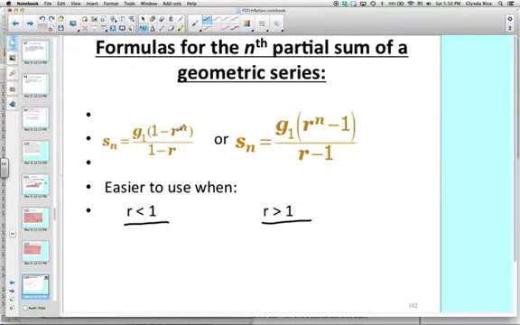But some people freak out if r is bigger than 1, because then when you subtract, you get a negative number. But you end up with a negative number over a negative number. They cancel out. No big deal. So if you want to memorize both and not have to worry about a negative number, go ahead. If you only want to memorize one, you can use this one every time.